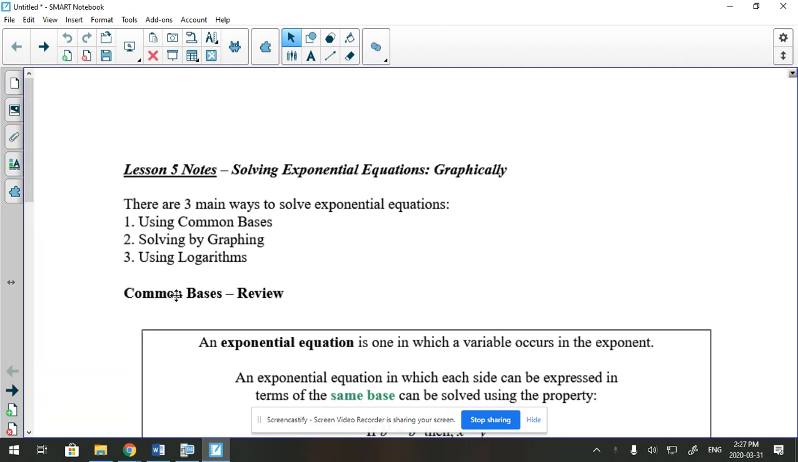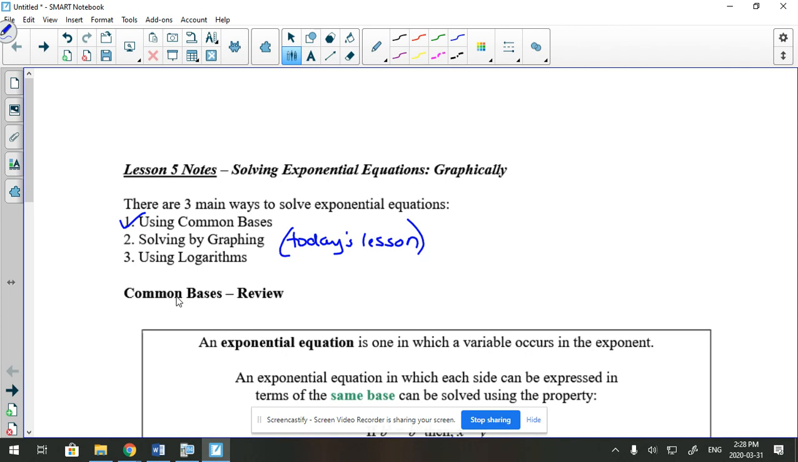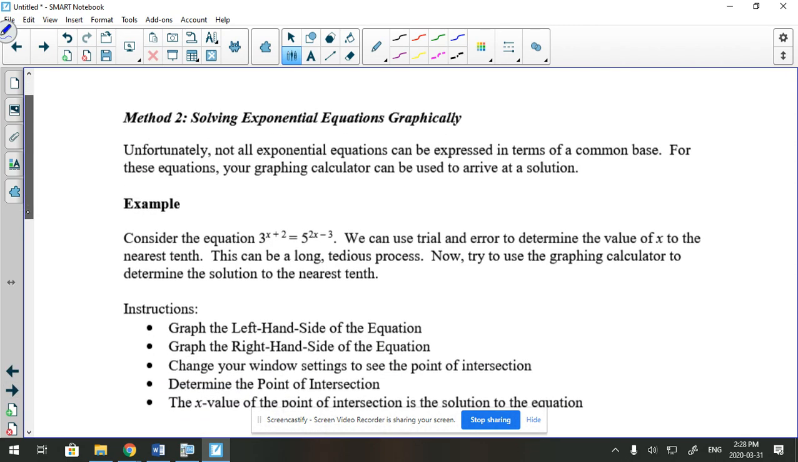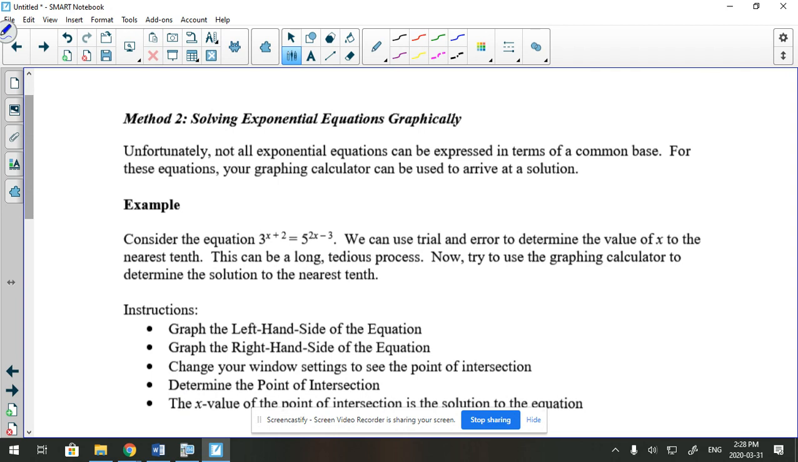So we covered this one last day. Today we're going to talk about solving by graphing. You can use your calculator to also solve these, and I'm going to show you that today. And then, like I said, you can also solve exponential equations using logarithms, but we won't get into that until next unit. The first page here is just a review on common bases, so you can look over that on your own. And we'll get into the second method where we can solve exponential equations graphically.